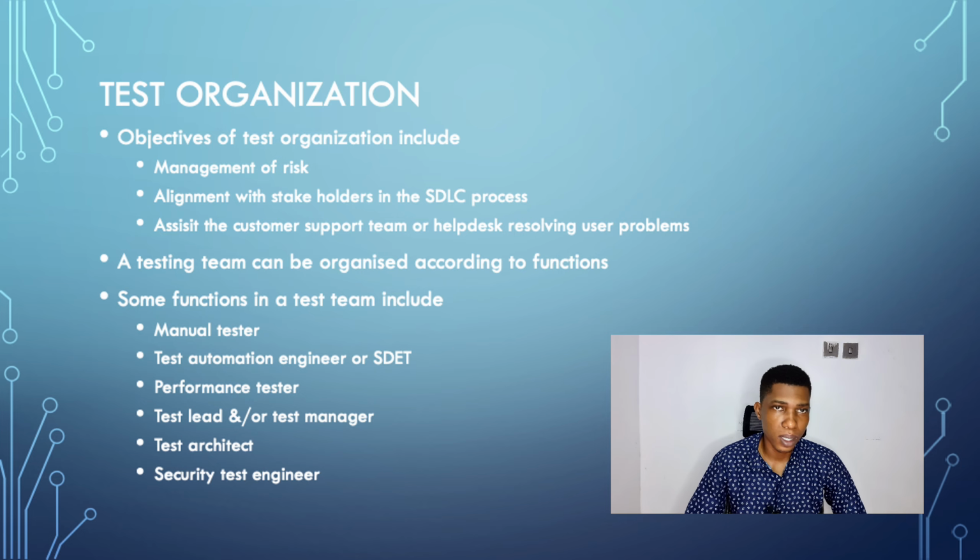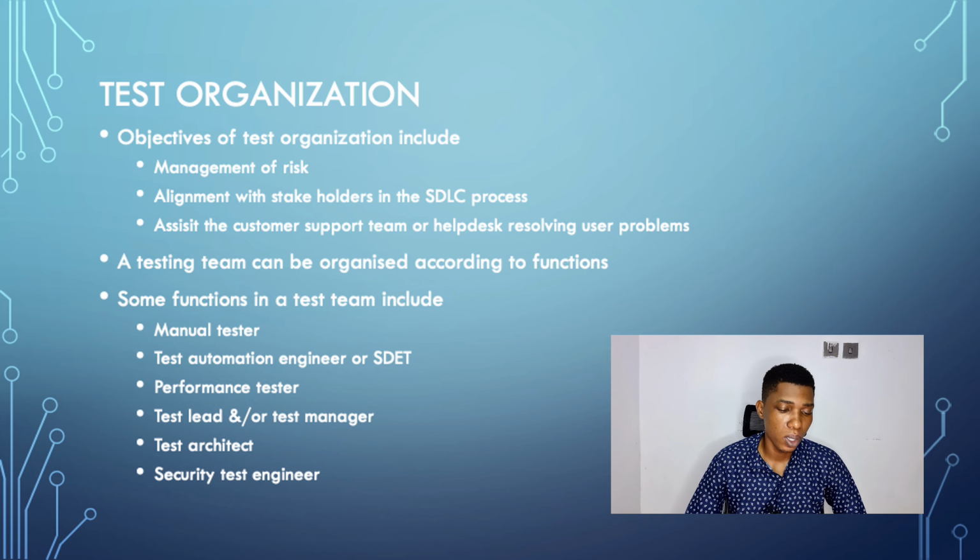To find defects. The primary objective of any test team is to find defects in an application. Manage risk, right? You want to manage the risk associated with testing. We want to align better with stakeholders so everybody knows who to meet for each testing deliverable. And you want to be able to provide testing information too. The test organization should be able to provide accurate testing information to the project team or the developer team.